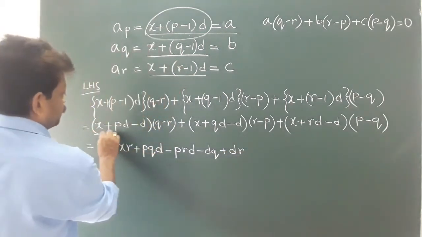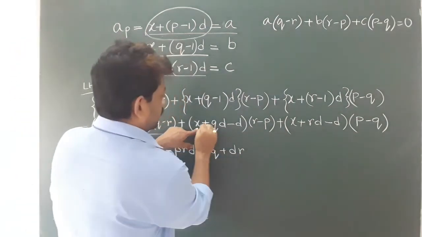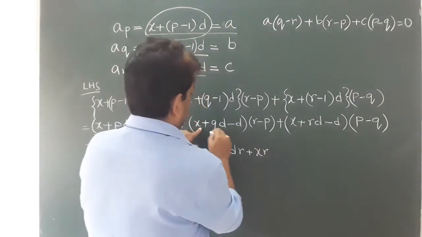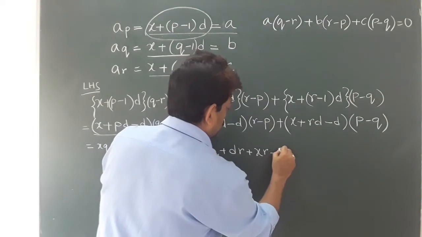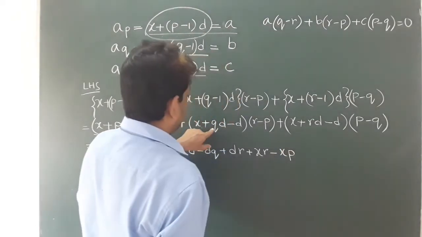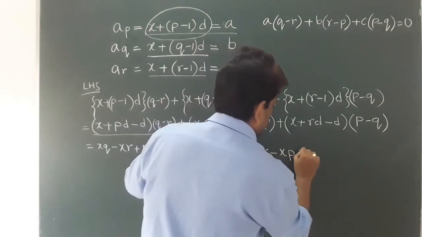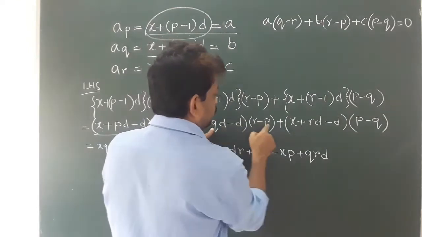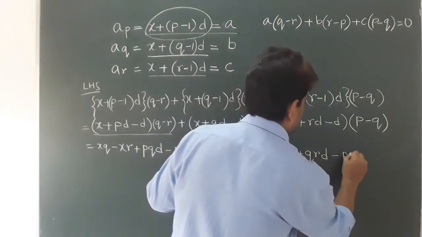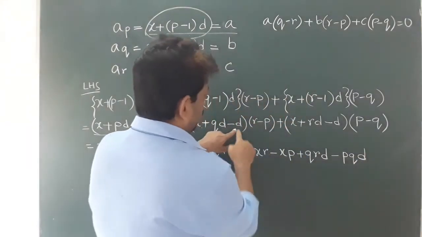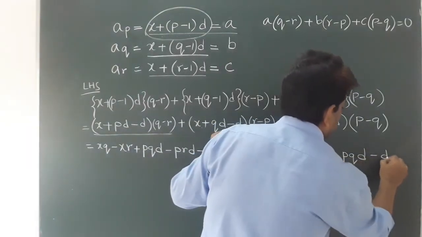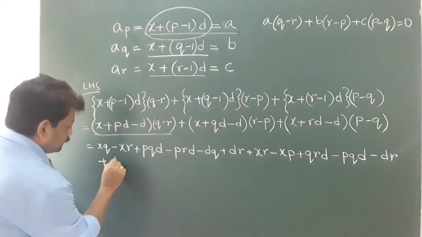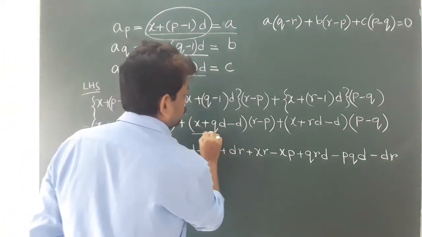Okay, so the first part is finished. Now the second part, x multiplied with r, xr, plus minus x multiplied with p, so minus xp, plus qd multiplied with r, so qrd, minus qd multiplied with p, minus pqd, minus d multiplied with r, minus dr, minus d multiplied with minus p, so plus dp. Second part is also finished.